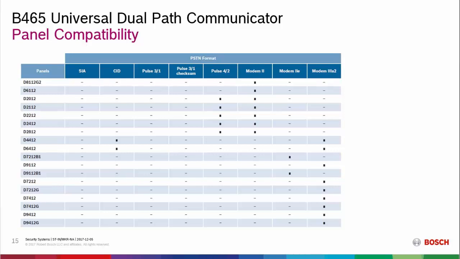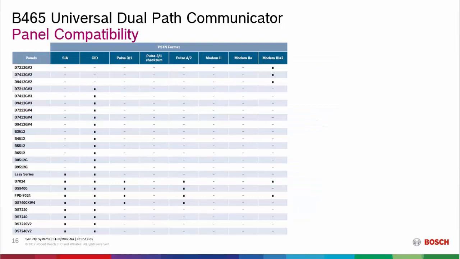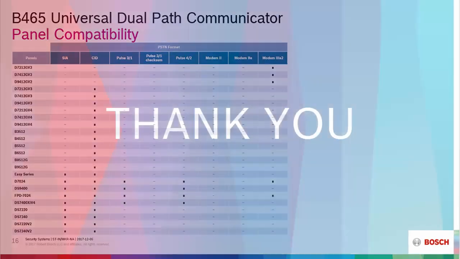And so I think, as everybody's aware, this 465 is not only for Bosch panels, and in fact it was initially designed for other panels outside of Bosch, to capture that signal and upgrade them to IP communications to a Bosch receiver. But now that we've added more support for some of our legacy Bosch panels, we felt it important to provide this compatibility matrix so you see exactly which of the PSTN formats the 465 supports for each of the panels.